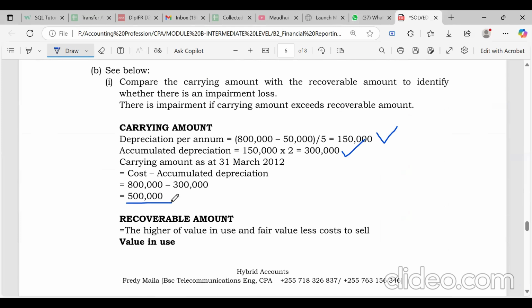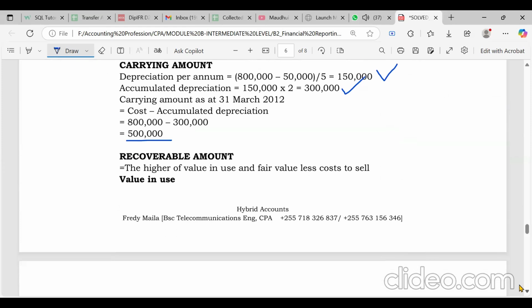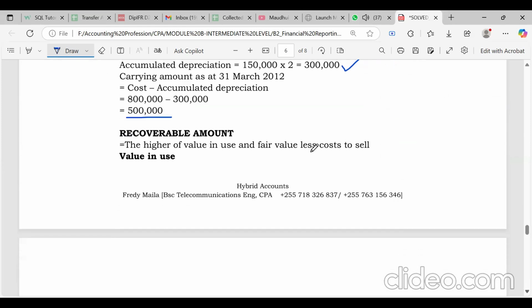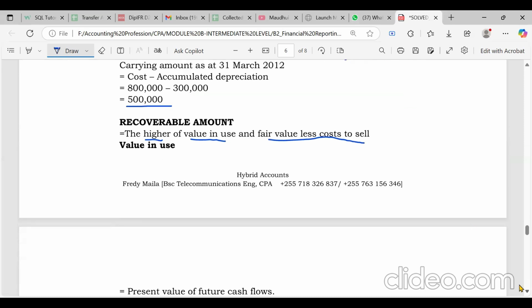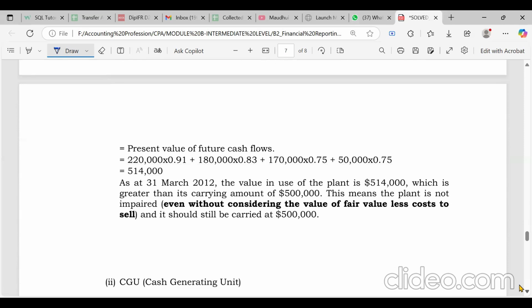Very good. And then we usually compare the carrying amount against the recoverable amount. And like I told you before, for the recoverable amount, we take the higher of the value in use and the fair value less cost to sell. How do you get the value in use? That's what you have been explaining, right? You just take the present value of all cash flows. Year one, how much? Year one, 220,000.